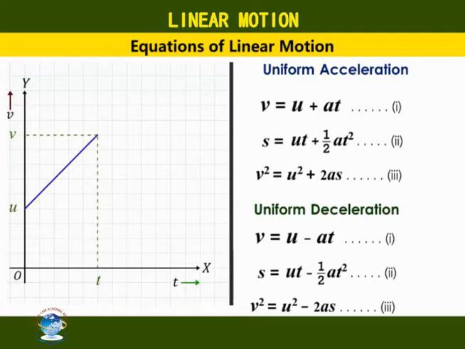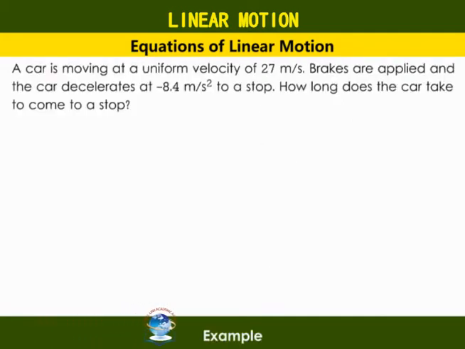Let's take a few examples. The first one. A car is moving at a uniform velocity of 27 meters per second. Brakes are applied and the car decelerates at negative 8.4 meters per second squared to a stop. How long does the car take to come to a stop?